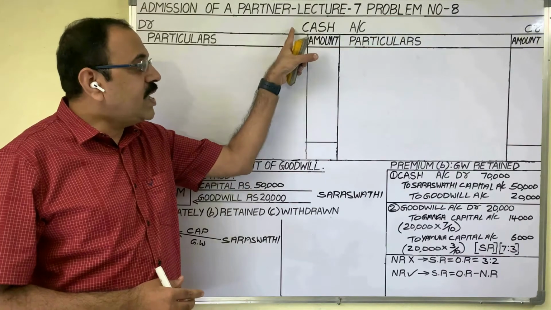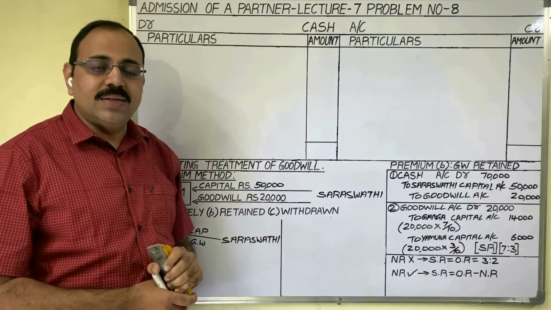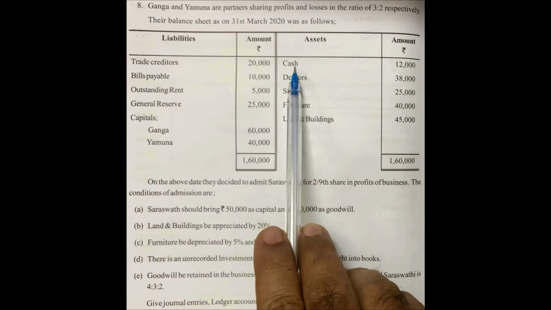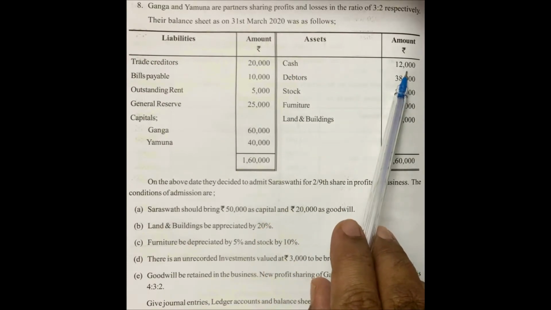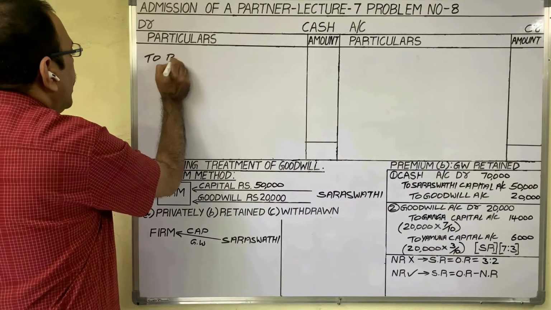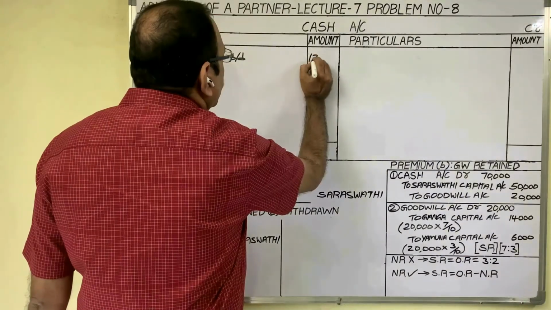We have to start this cash account with the opening balance. From where should we take this amount? In the old balance sheet under the asset side, the cash balance 12,000 is given. This amount we should show here. On the debit side, to balance brought down 12,000 rupees.